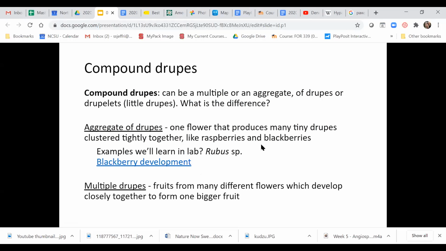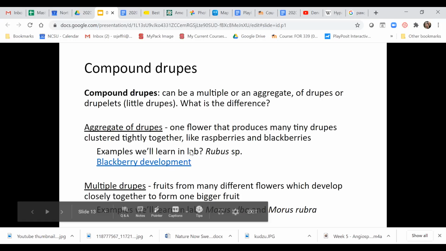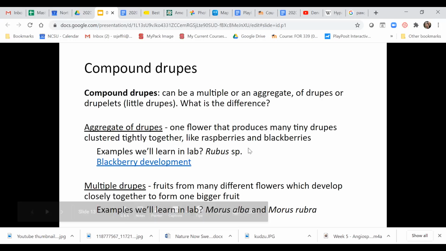And then on the other end of the spectrum are a multiple of drupes. This is where you have fruits from many different flowers develop closely together to form one larger fruit. An example of that we've already learned is Morus alba and Morus rubra. You have many small flowers, and since they develop closely together, they end up forming what we would call a multiple. We also saw an example of sweet gum in lab, and that's also a multiple, although it's a multiple of capsules in this case.